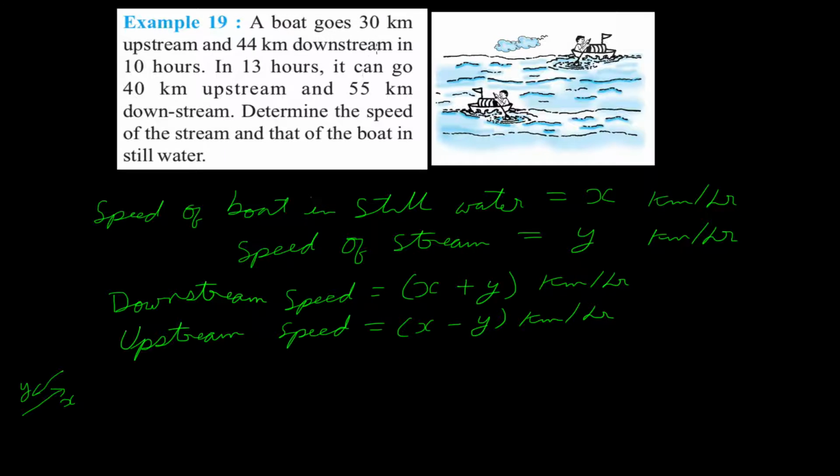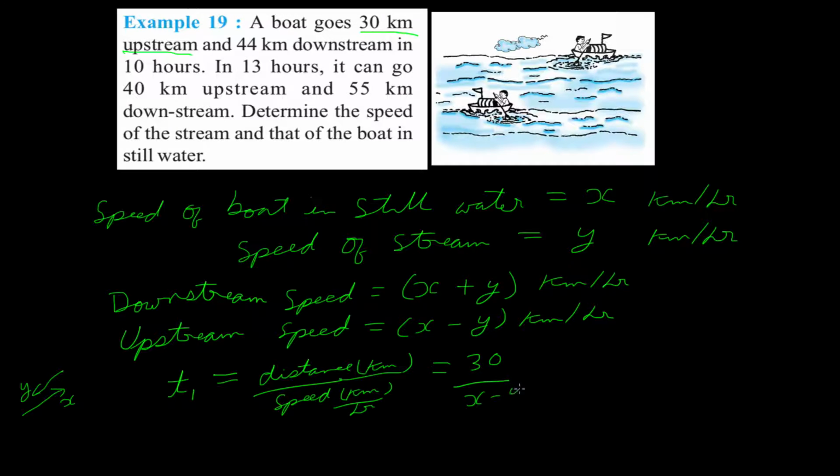Now, what does it say? A boat goes 30 kilometer upstream. So how much time do we need to go 30 kilometer upstream? Time is the distance we need to travel divided by speed. So if we have some kilometers to travel and we are traveling at some kilometer per hour, then if we divide the distance by the speed, we get hours, we get time. So the time taken for 30 kilometer upstream will be 30 divided by the upstream speed, so it will be 30 by x minus y. This is our time taken for 30 kilometer upstream.